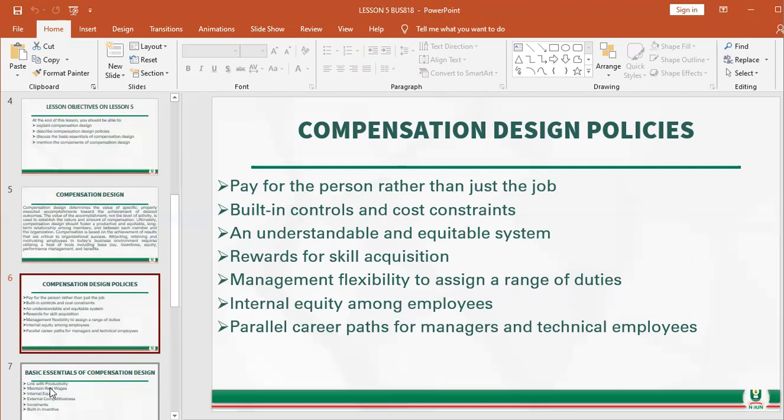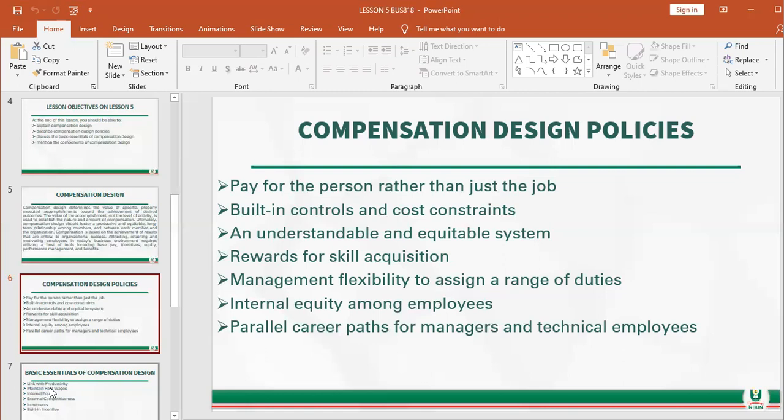Then thirdly, an understandable and equitable system. So when you are designing a compensation package, it should be equitable. We mentioned that, and it should be understandable. Employees should be able to understand that this is the design that is meant for their grade, and the system also should be very equitable. That means it should be distributed across board, you understand, so that there's a transparent system and people understand that, when I get to this grade, this is what I'm entitled to.